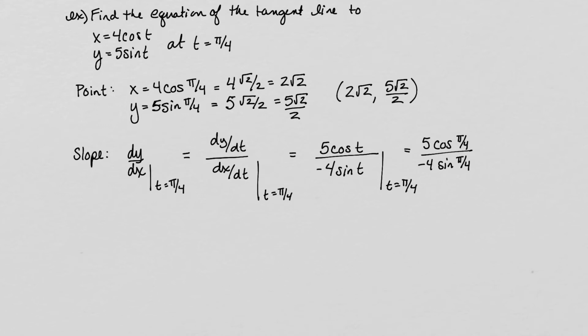And so then if I plug in here, right, we get 5 times root 2 over 2 divided by negative 4 times root 2 over 2. So the root 2 over 2's would cancel, and we're just left with negative 5 quarters.